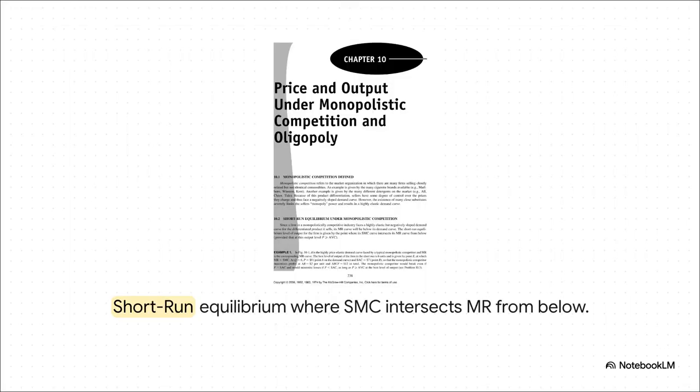Now, let's visualize that short-run joy right here. The absolute best level of output for this firm is where their short-run marginal cost curve intersects the marginal revenue curve from below, which is right here at 6 units. If we trace that straight up to the demand curve, the price is $9. But look just below that at the average cost, it's only $7. That $2 gap, that's pure profit per unit, giving the firm a solid $12 in total profit. Life is definitely good in the short run.